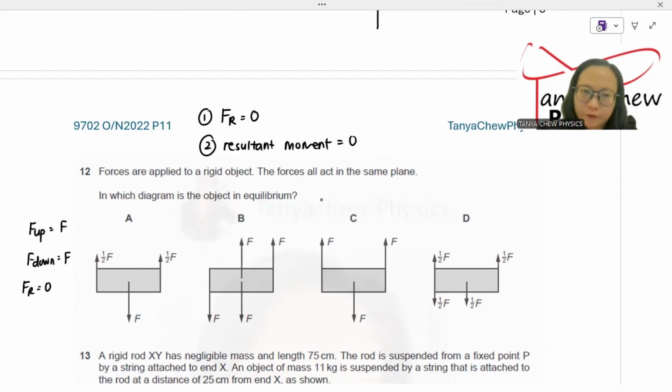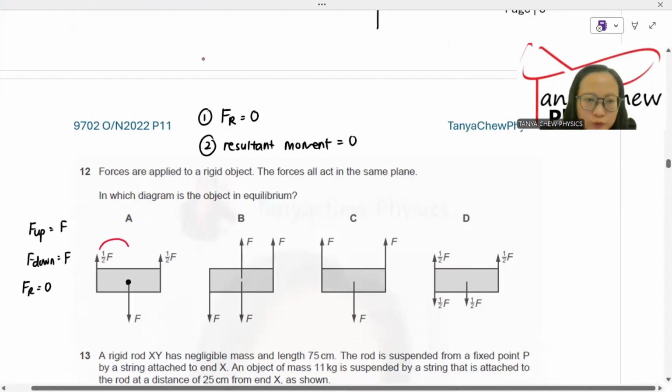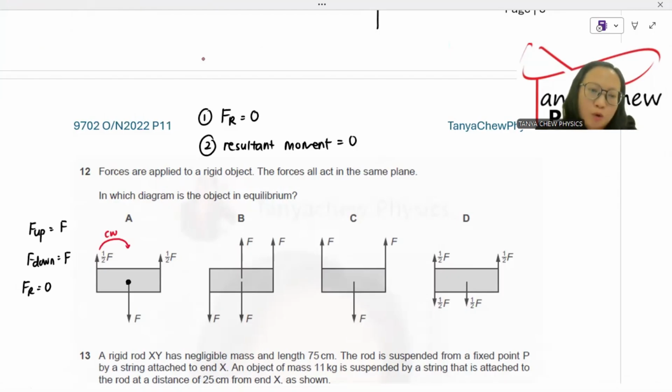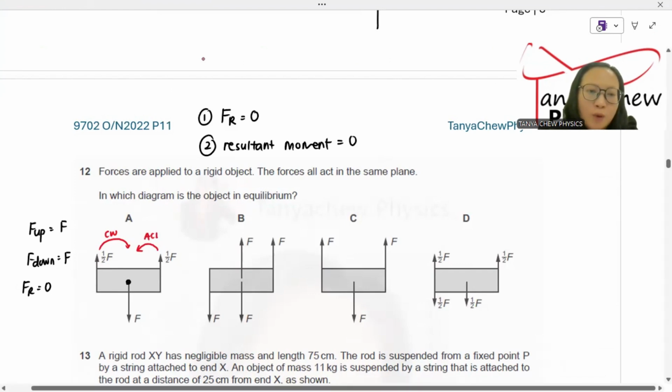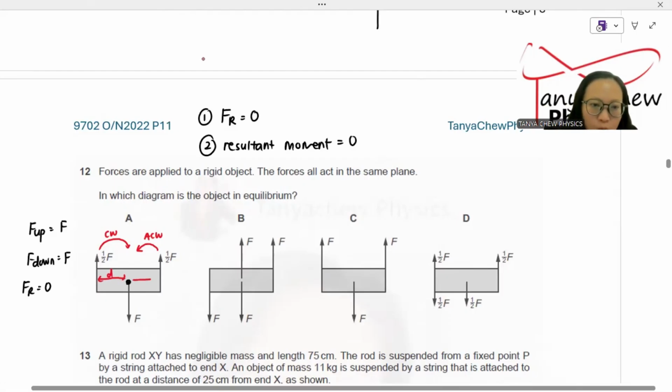Okay, A has already fulfilled the first condition. What about resultant moment? I set my pivot here, at the center. Here, 1 over 2 F on the left-hand side, going out while turning towards the pivot, is called clockwise moment. 1 over 2 F on the right-hand side, turning towards the pivot, is anti-clockwise moment. Since F is at the center, this is distance D, and this is also distance D.